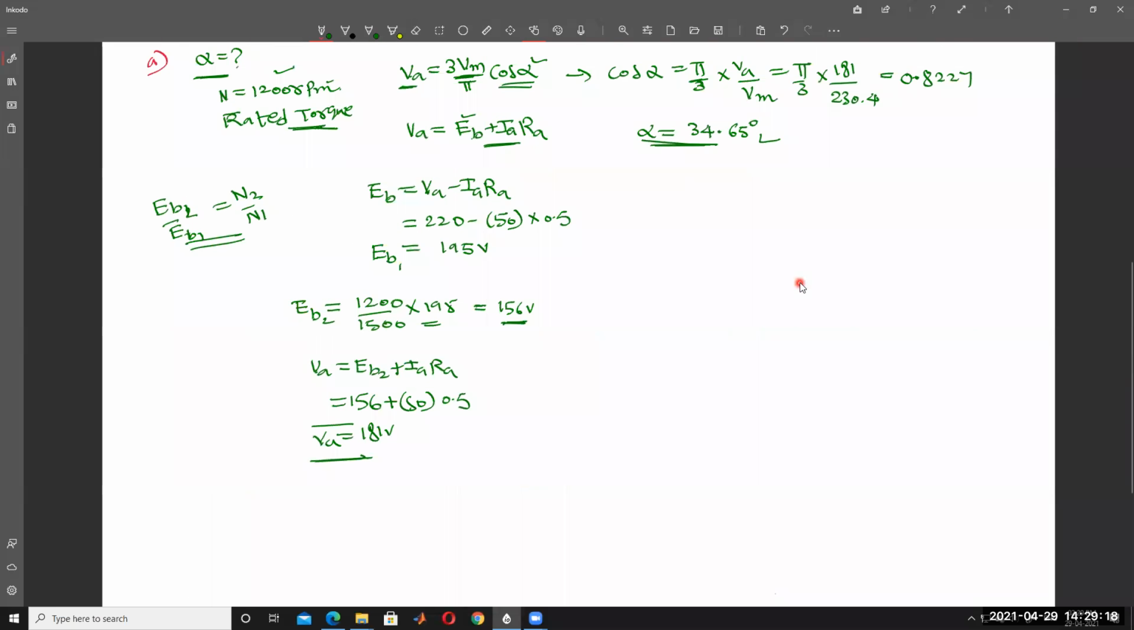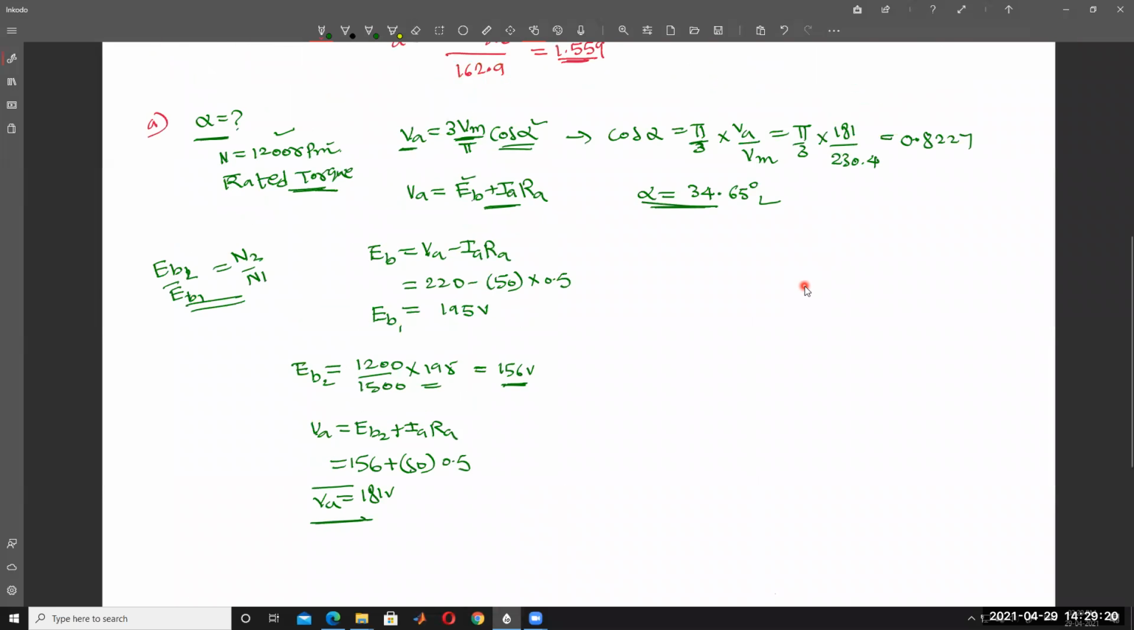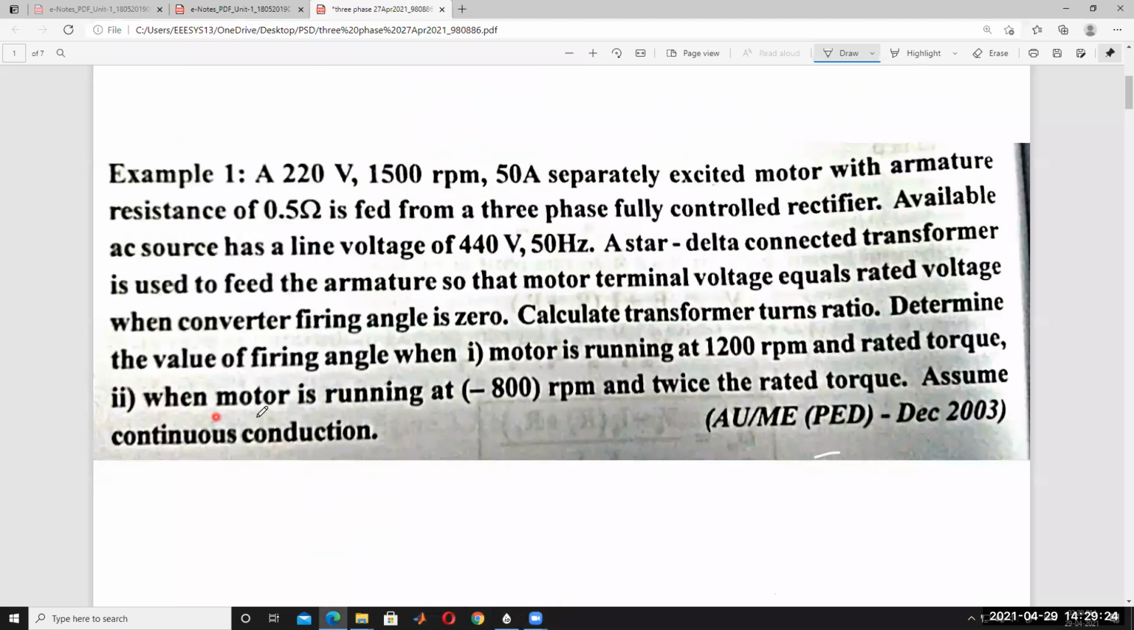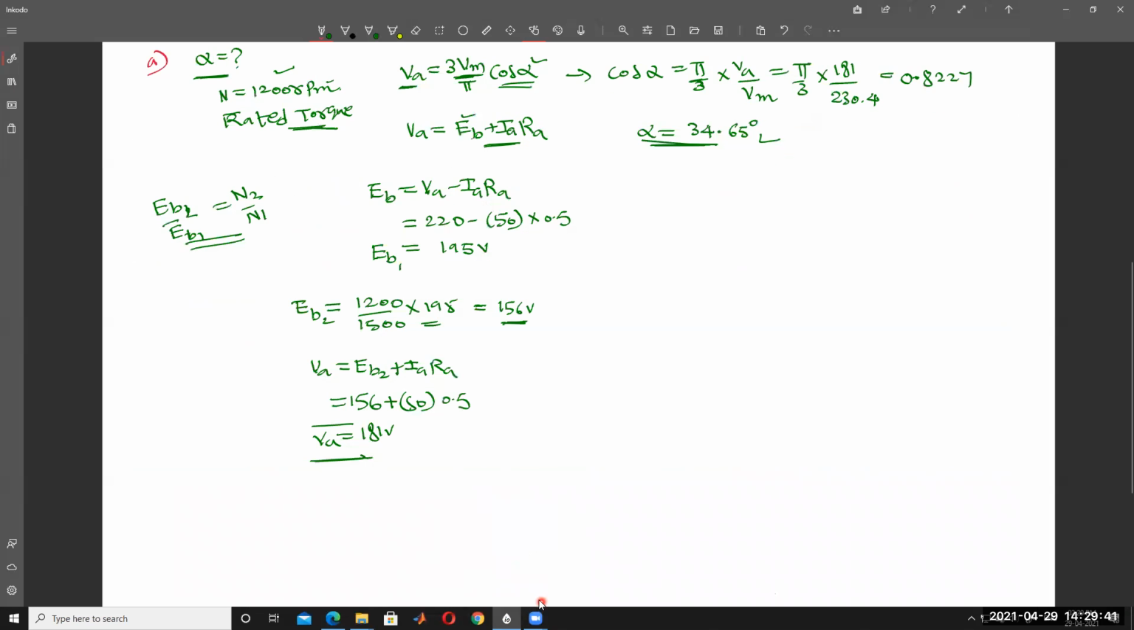Then the second problem, B. What is the second problem? When the motor is running at minus 800 rpm and twice the rated torque, assume continuous conduction. Find the firing angle when the motor runs at 800 rpm at twice the rated torque. So here, second one.